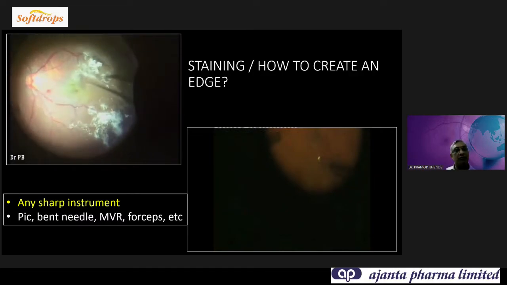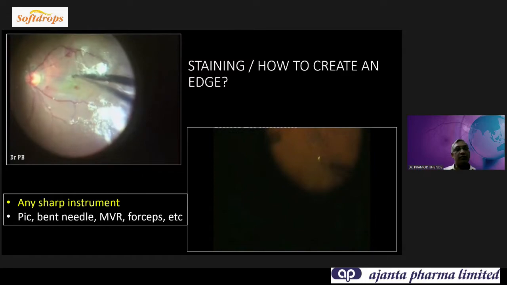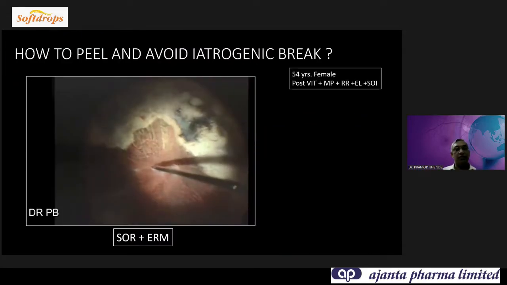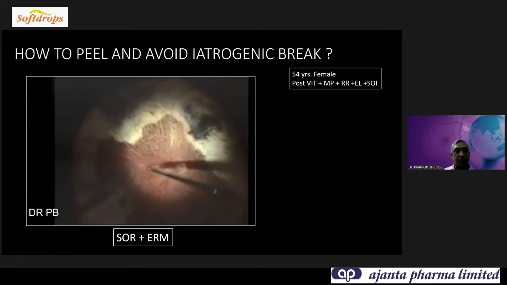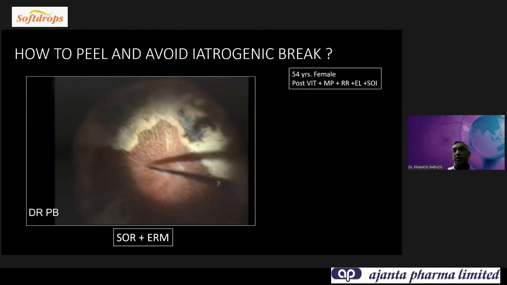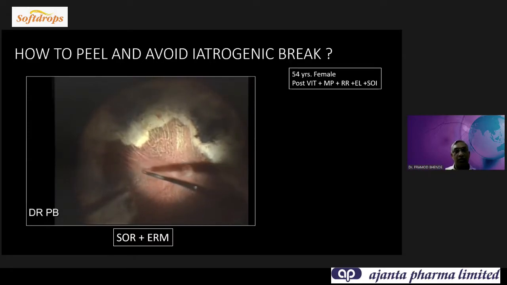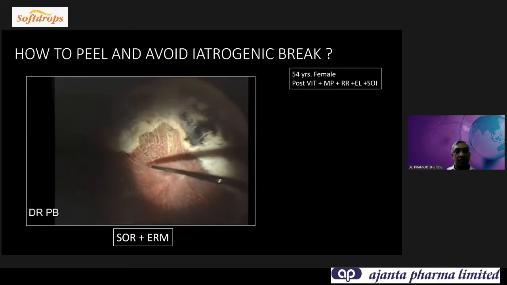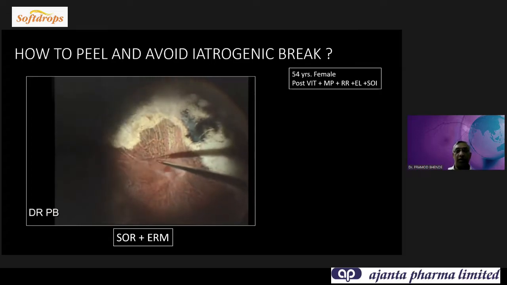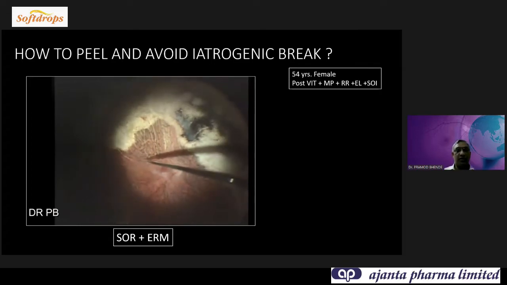And most of the time, the visible membrane is less than when you start peeling, you realize the extent is going quite peripheral. Now, this is the case. The patient had a vitrectomy, RR, EL, SOI, and when they came back, silicone oil removal, and then had a thick ERM. So again, we decided to remove that ERM along with silicone oil removal.